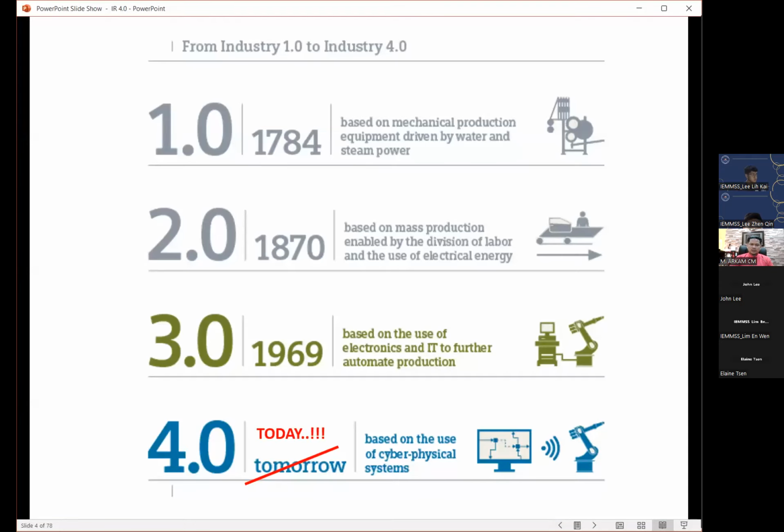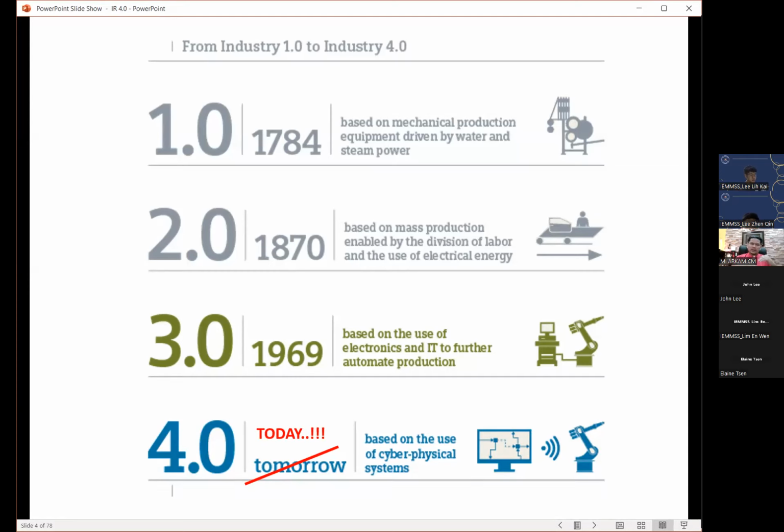And another resource, looking at this, 1.0, 3.0, up to 4.0 today is a cyber physical system where we have both physical and cyber things working together to improve our efficiency. So the mechanical production equipment, water and steam power in 1784 has actually passed already, but it actually began in one era at that point of time. And 1870, another one, 1965, 1969.